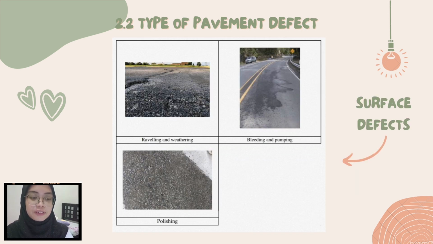The last type of pavement defect is surface defect. The examples are ravelling and weathering, bleeding and pumping, and polishing.